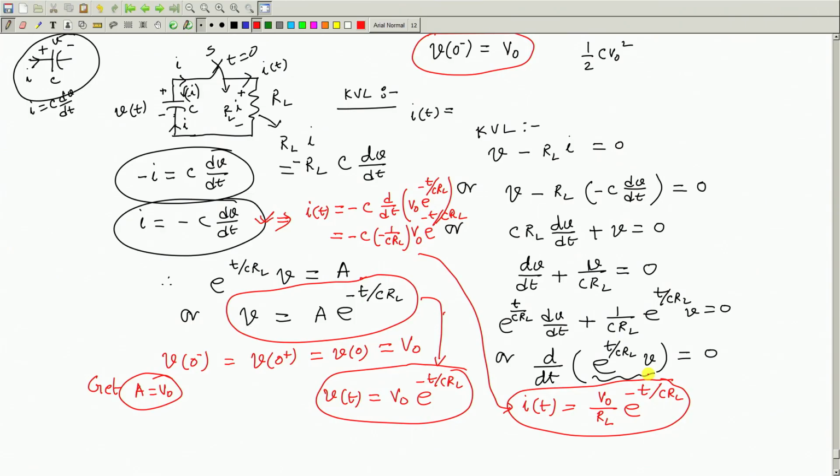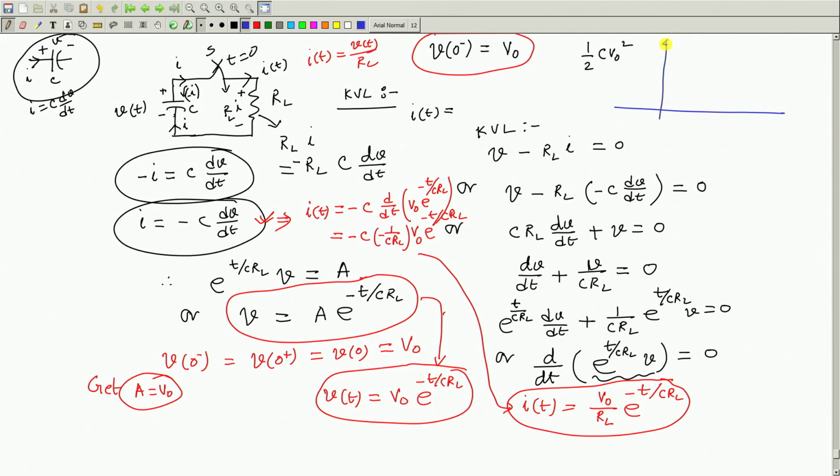Of course, without differentiating I could easily get it, because you see the voltage across the resistance is the same as the voltage across the capacitance V. So, V divided by R L, where V is V naught into e to the power minus t by C R L, divided by R L will give you the current, is it not? That is, i(t) is nothing but v(t) divided by R L, which will also give you the same expression. Therefore, the voltage across the capacitor will decrease exponentially, and if you sketch that, you will get this.